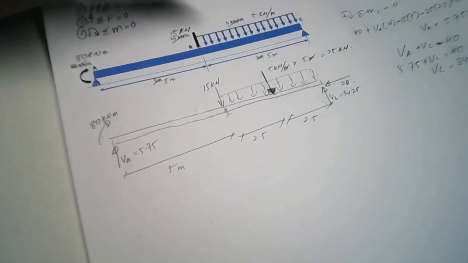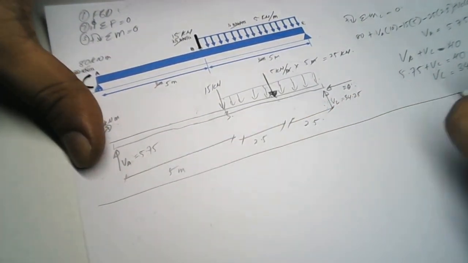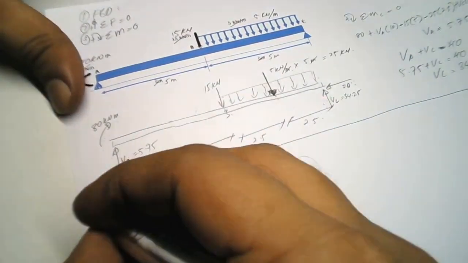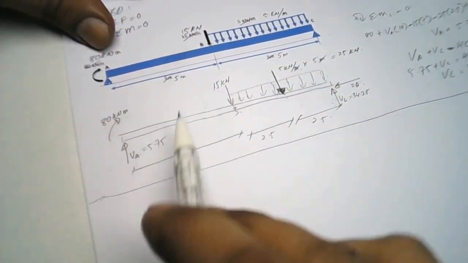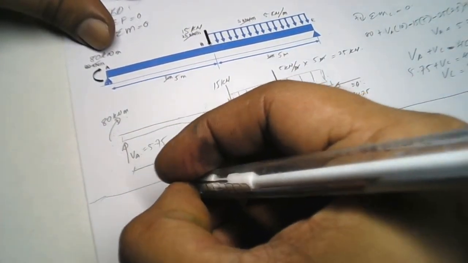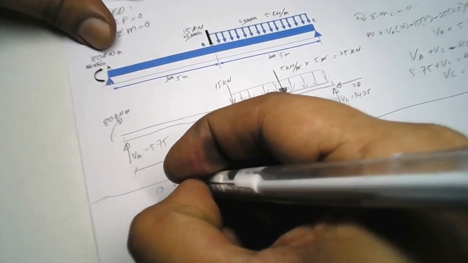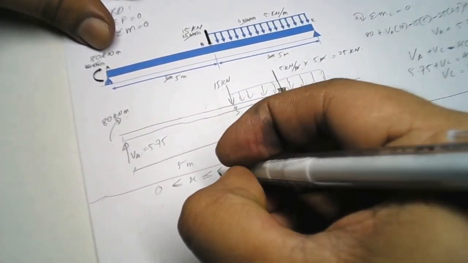Okay, now we have to do our imaginary cut. The first imaginary cut is at this range, from 0 to 5.